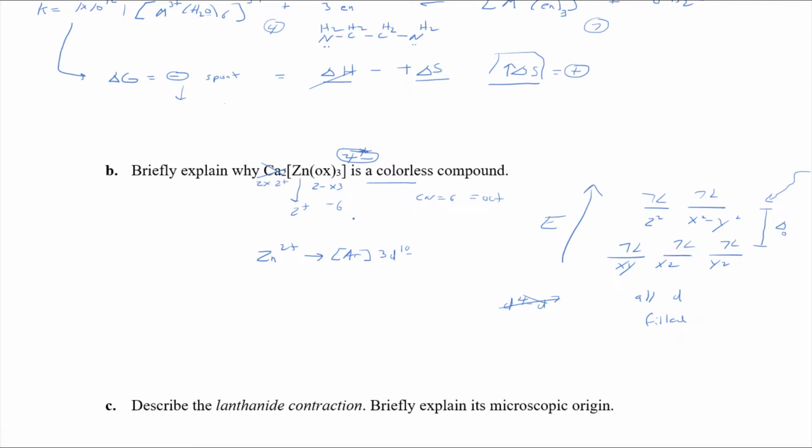So pretty neat. This would also hold true for what? It would hold true for something like a titanium 4+, which would be an argon 3d what? Yep, 3d0. And if you have an absence of any electrons in the d subshell, they can't jump. No light gets absorbed. So both the d10 and the d0 case will give you colorless compounds. Pretty cool.